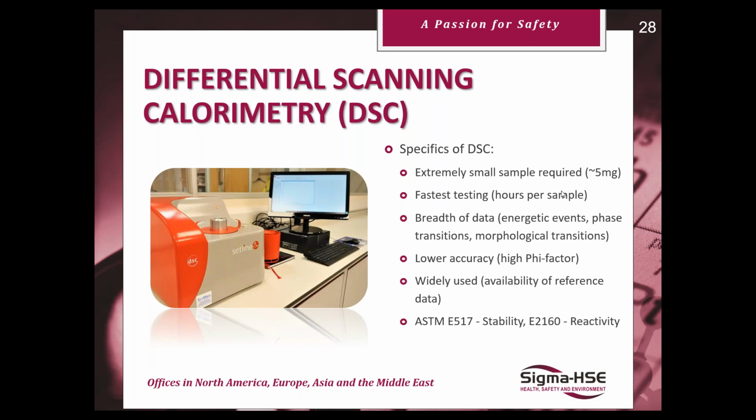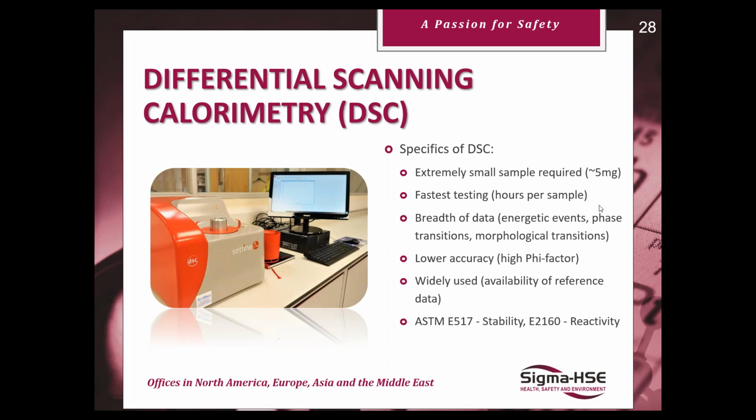So diving into the equipment we have here at Sigma-HSE now, as we started with the thermal stability screening tests, the DSC, most people will be familiar with. They require an extremely small sample. It depends on the activity of the material, but it's going to be in the range normally of 2 to 10 milligrams per run. It is very fast testing. It can take 2 to 4 hours, which is relatively very fast.